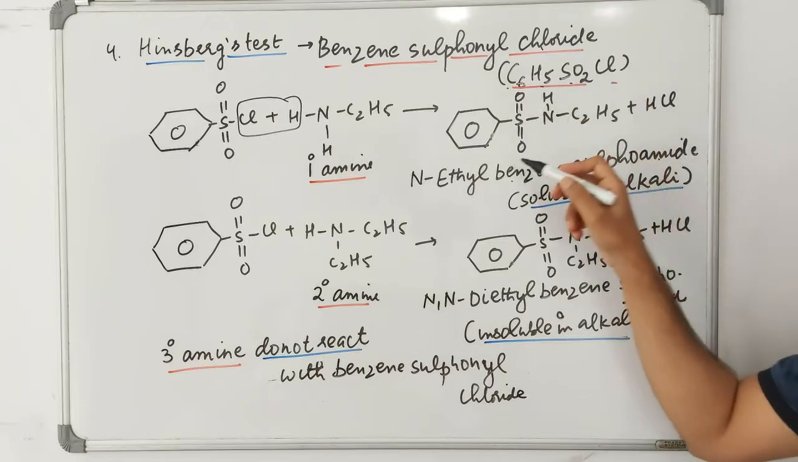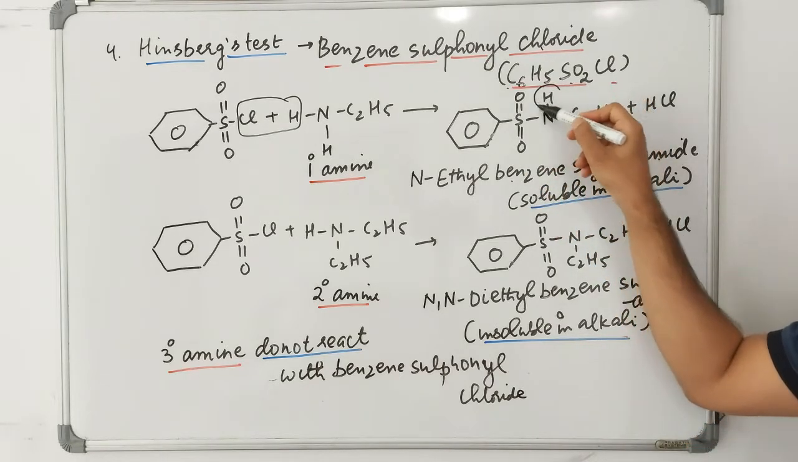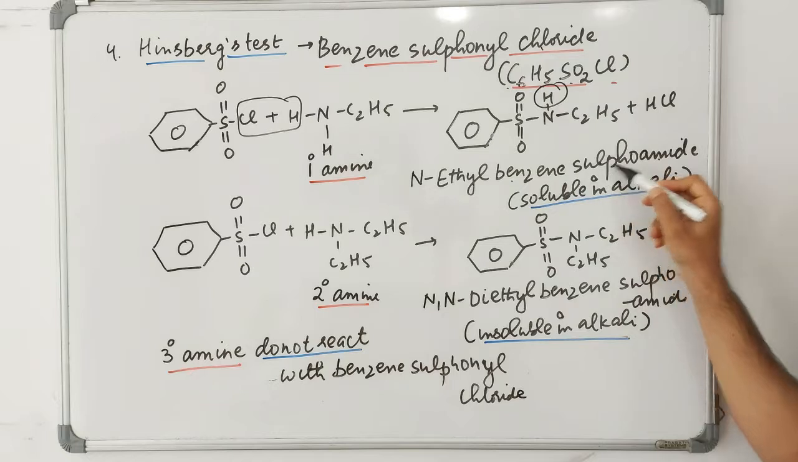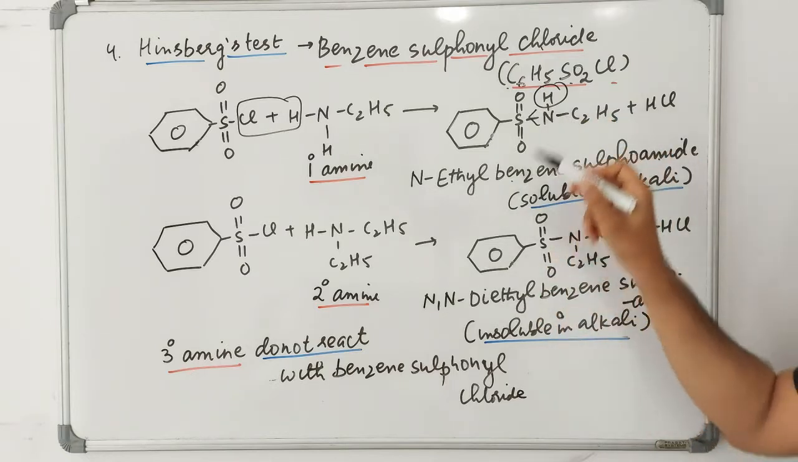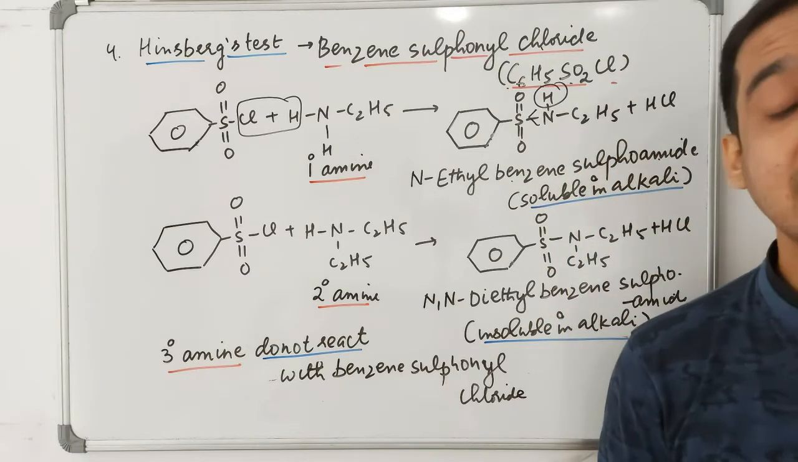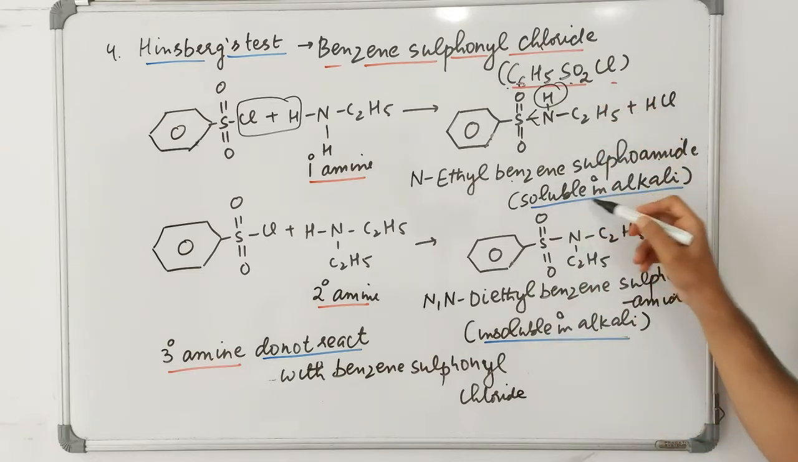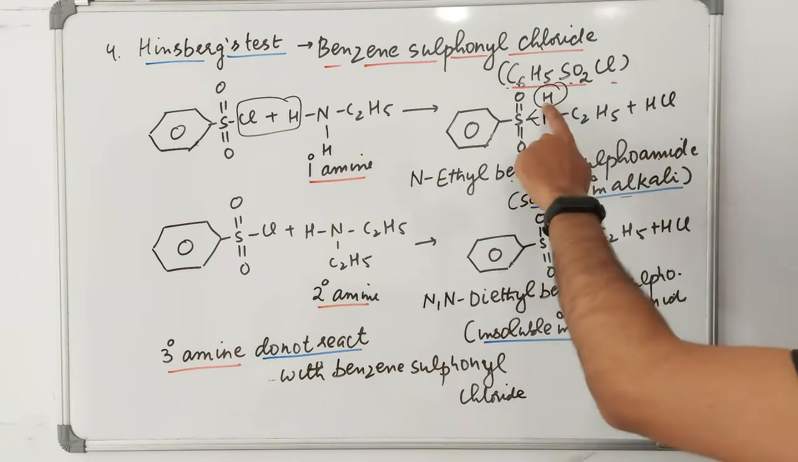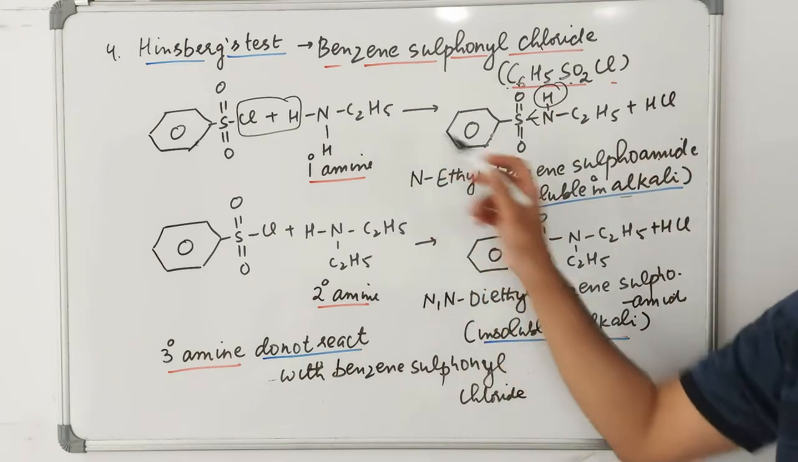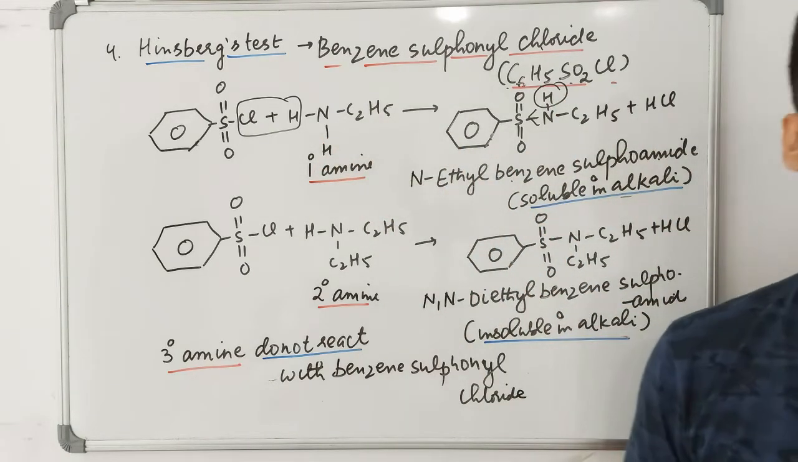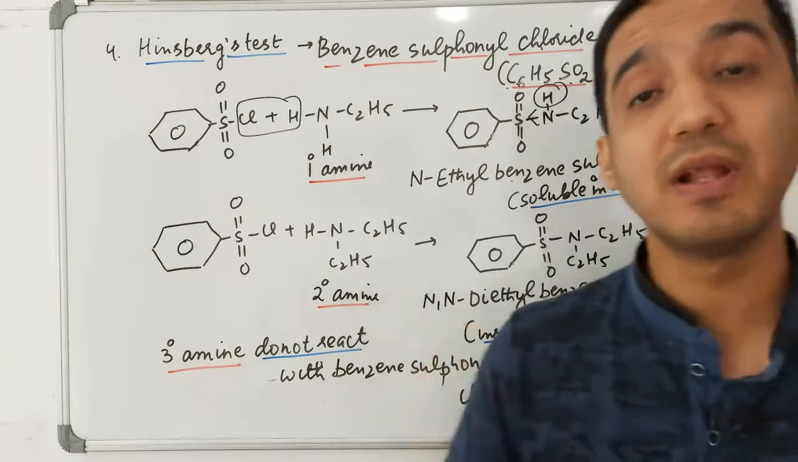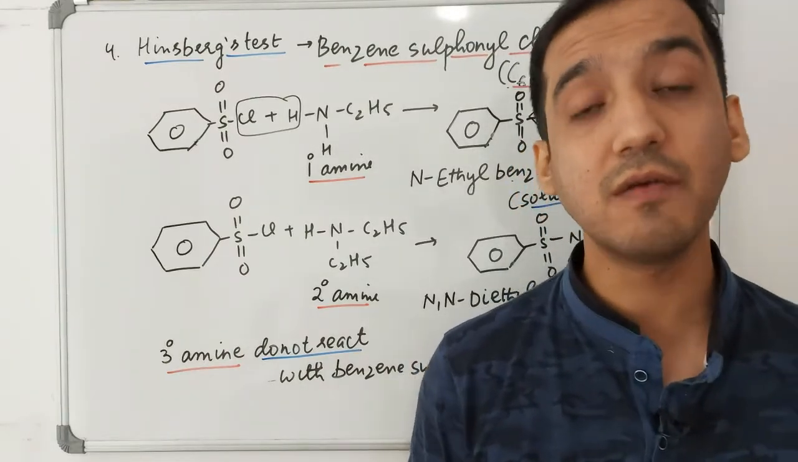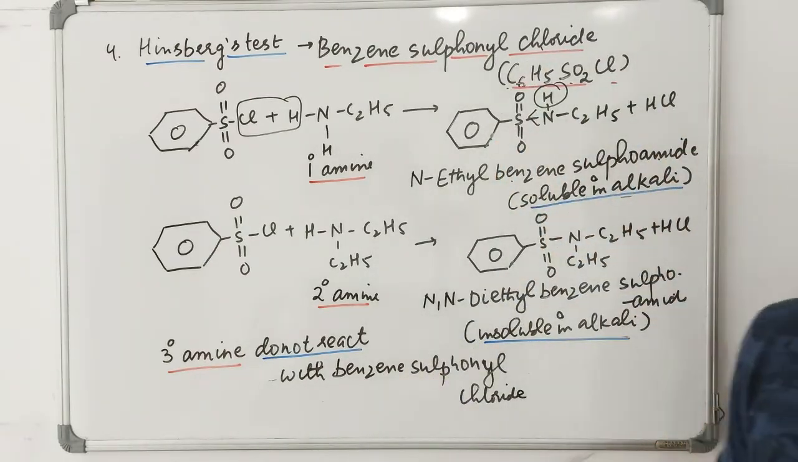Now if you look at this compound, you will see there is a hydrogen, and this sulfonamide group is a very strong electron withdrawing group. As a result, this compound is acidic and it can easily react with alkali. So in alkali it can easily react because it has an acidic H here. So when the reaction happens with the primary amine and the compound formed is soluble in alkali, that is the primary amine.